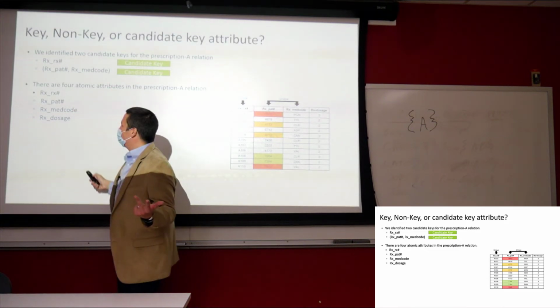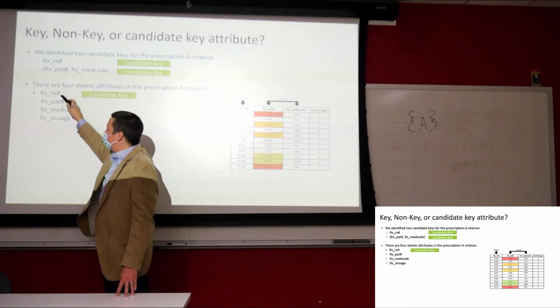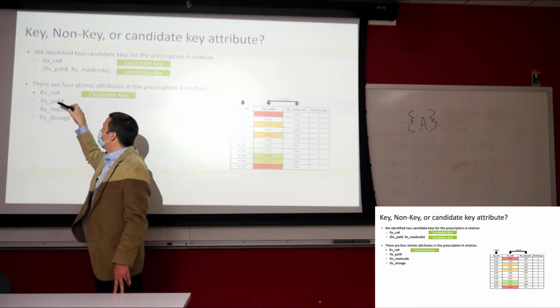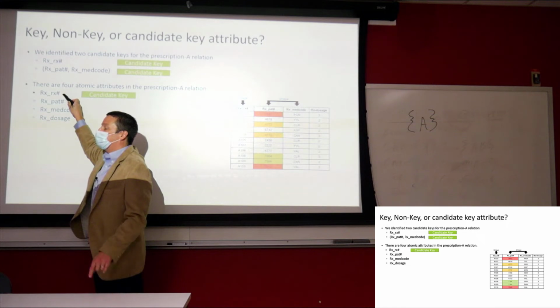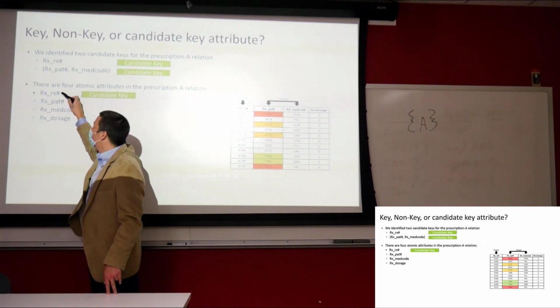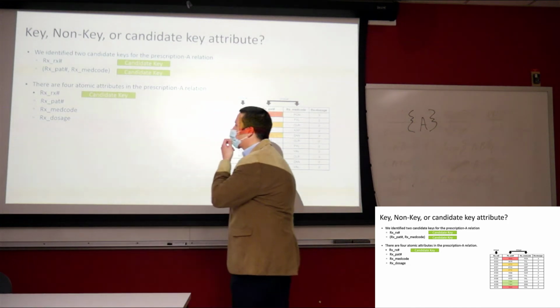Yeah, it's a candidate key, right? It is not a proper subset of a candidate key, because there is no proper subset of this. And it is not a non-key attribute, because it is a subset of a candidate key. Therefore, it can't be a non-key attribute, so it's got to be a candidate key. And we've already identified it as a candidate key.